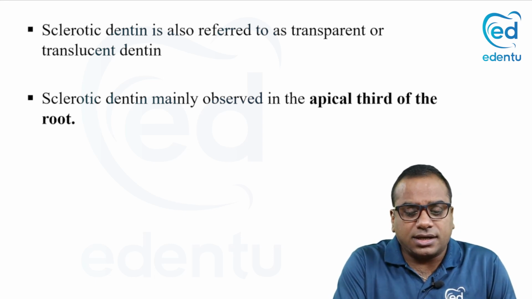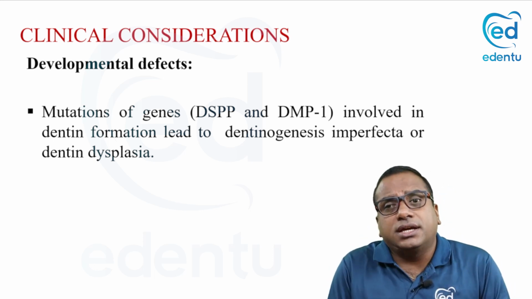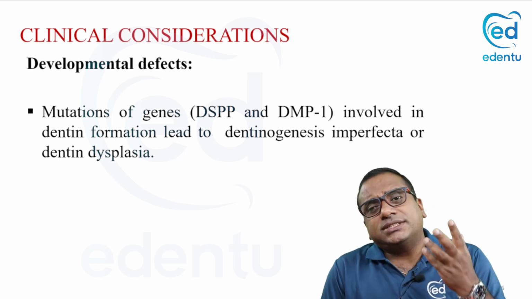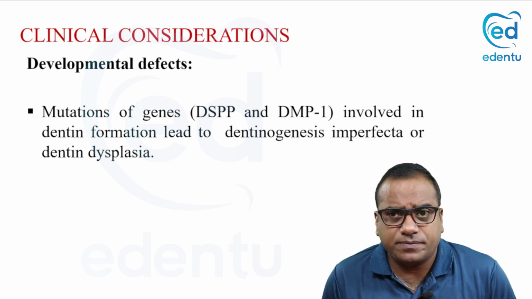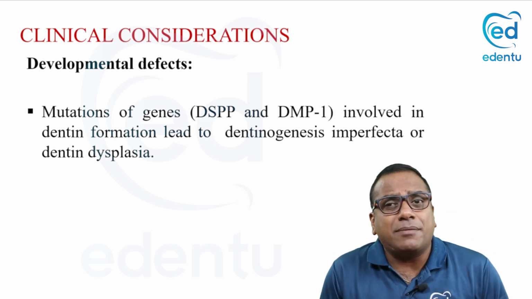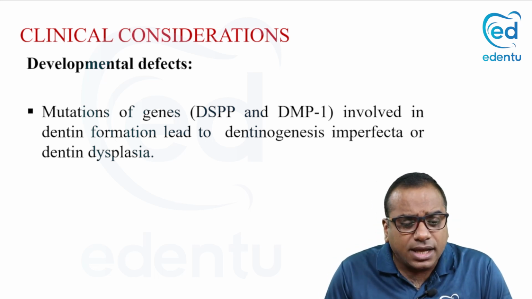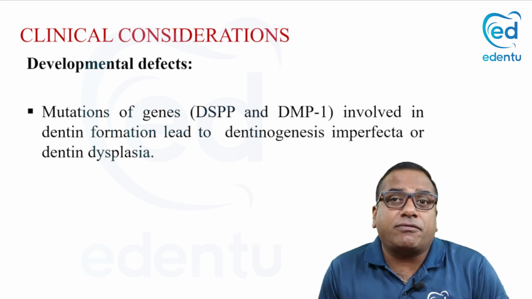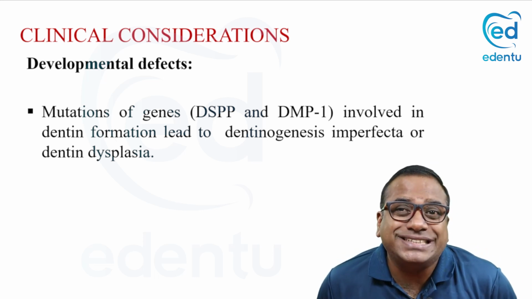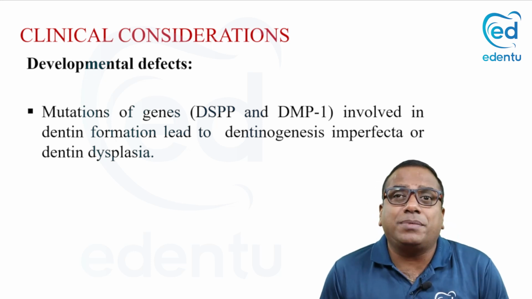Next, coming to the clinical considerations. So we have discussed all of this dentin chapter. What are the clinical cases we can see pertaining to dentin? First and foremost, there could be developmental defects, where the dentin is not formed properly. Some mutation happens in the genes DSPP and DMP1. If mutations are happening, that will lead to dentinogenesis imperfecta, which means your dentin is not developed properly, or it is also called dentin dysplasia. These are all clinical conditions we'll see in patients.